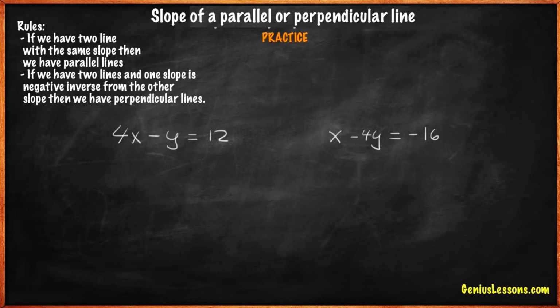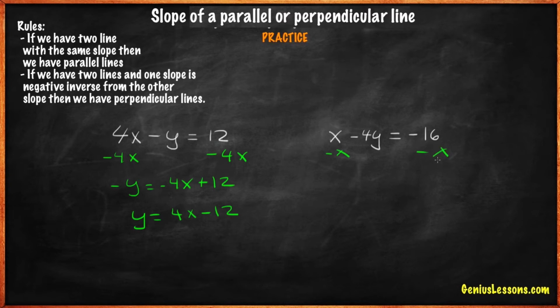Practice solution. 4x minus y equals 12, and x minus 4y equals negative 16. We solve each line for y. First line, we subtract 4x from both sides. We end up with negative y equals negative 4x plus 12. We multiply by negative 1 on both sides.